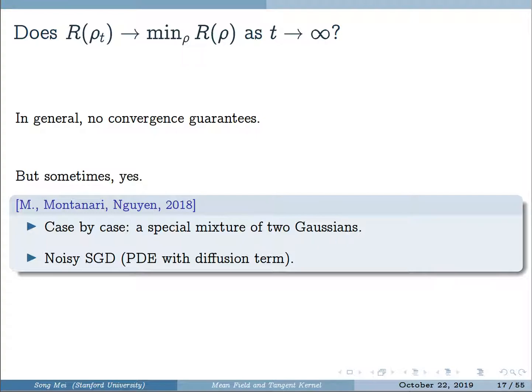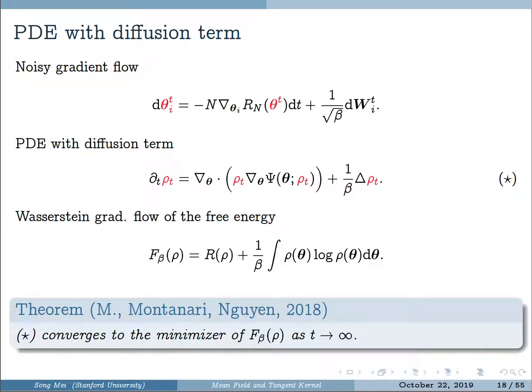And we have some general result for the convergence of this PDE if we insert additional noise in the SGD. If we consider this noisy gradient flow, we add Brownian motion into the gradient flow. Then the corresponding PDE, we just modify it by adding a diffusion term. This modified partial differential equation can be interpreted as the Wasserstein gradient flow of a free energy, where the free energy has an energy term, which is the original risk functional, and an entropy term, which is strongly convex in the distribution rho.